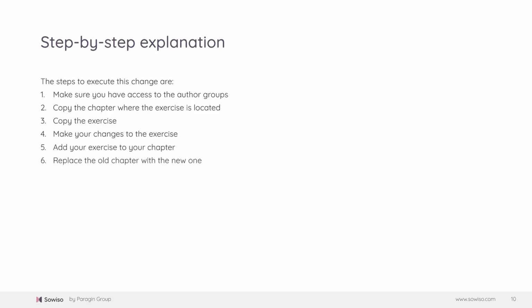Now here's a step-by-step explanation of this process. First, we're going to make sure that you have the right author access to the right author groups. Then we're going to copy the chapter where the exercise is located. Then we're going to copy the exercise. We're going to make changes to that exercise. Then we're going to add the exercise to your chapter and replace the old exercise with the new one.